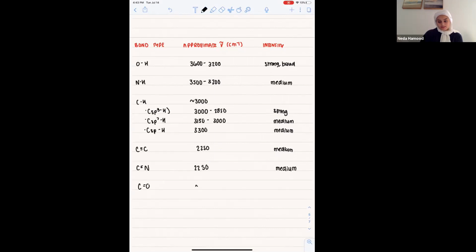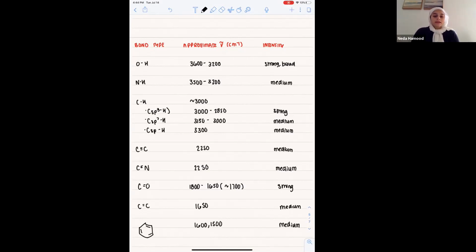So then we might have Dr. Dowdy's favorite peak. So we have 1800 to 1650, but you're really just going to see it at about 1700, and this is a strong and sharp peak. C double bond C, you might see at 1650, and that's medium. And then if you see a benzene, that can be at 1600 or 1500, and that is a medium peak. So those are the main ones that I would know going into the exam.